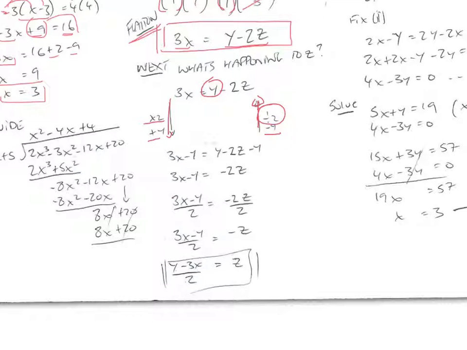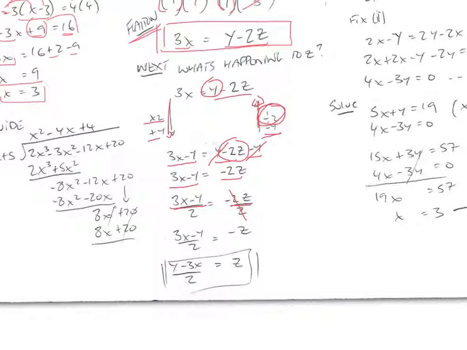Okay? So 3x minus y is equal to y minus 2z minus y. And these two will cancel. So we rewrite that as 3x minus y equals minus 2z. What's left here? Now we need to divide all the terms by 2. So 3x minus y over 2 is equal to minus 2z over 2. And these will cancel. So we're left with 3x minus y over 2 is equal to minus z.